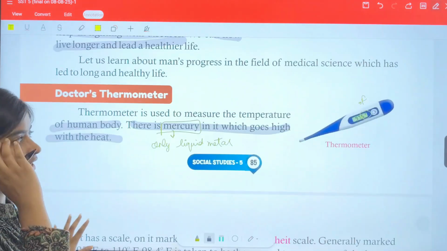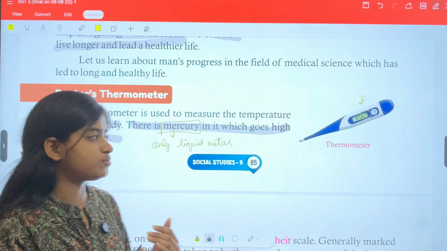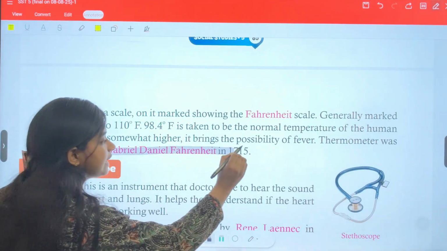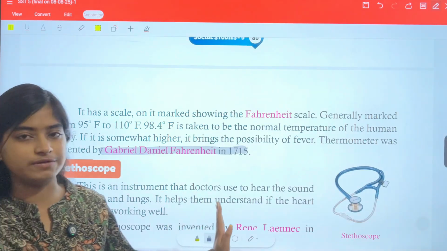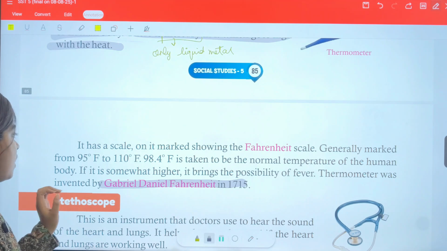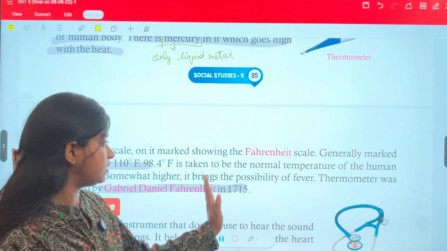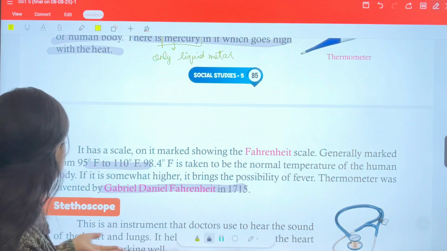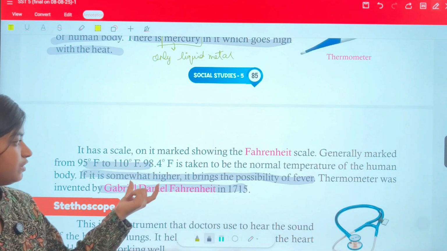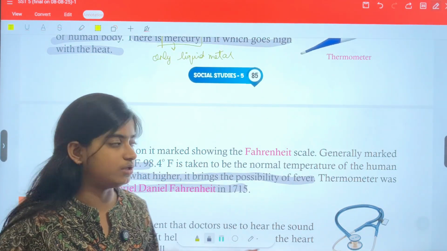It's not necessary to measure temperature only in Fahrenheit. We can convert it into Celsius or another unit as per our need. So why is it measured in Fahrenheit? Because it was invented by Gabriel Daniel Fahrenheit in 1715, so the scale was named after him. It is generally marked from 95 to 110 degrees Fahrenheit. 98.4 degrees Fahrenheit is taken to be the normal temperature of the human body. If it is higher than 98.4 degrees Fahrenheit, then there is a possibility of fever.